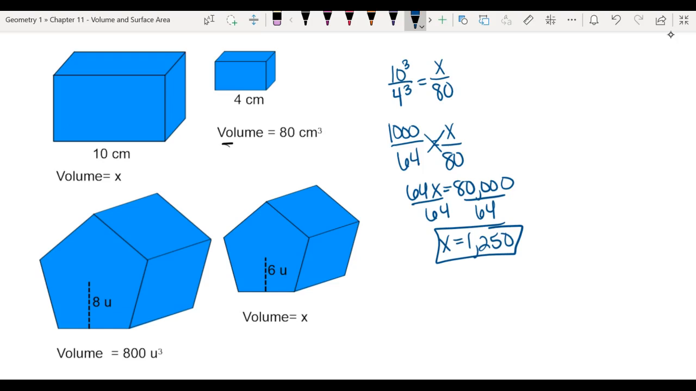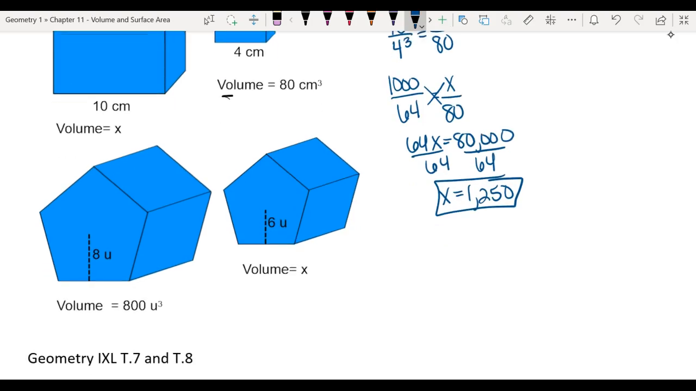Any questions on that one? Okay. So, there's two IXLs. T8 is harder than T7. So I would start on T8 if I were you.